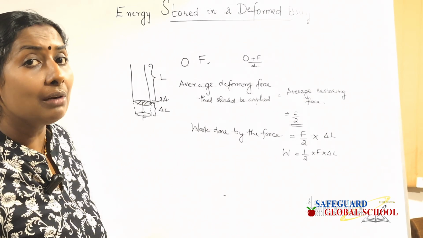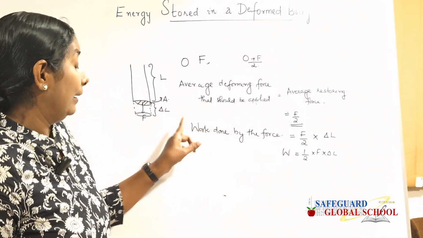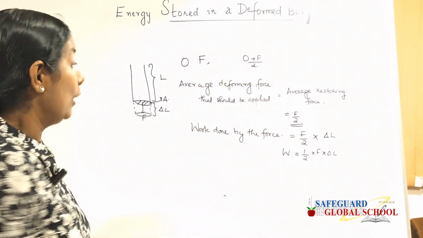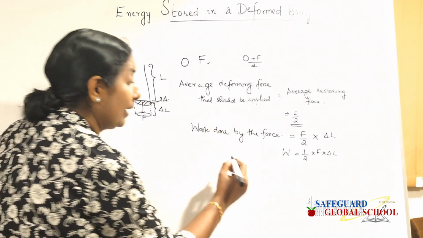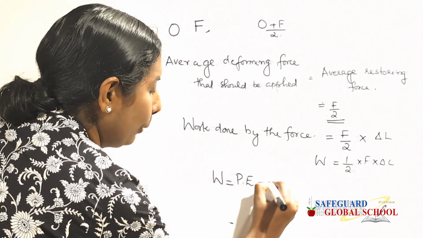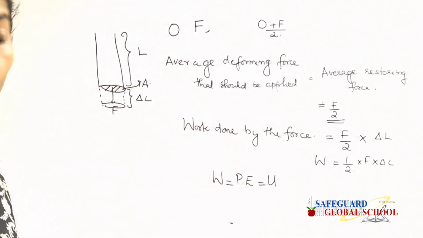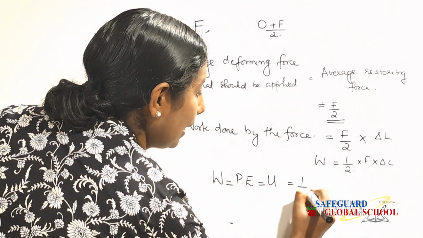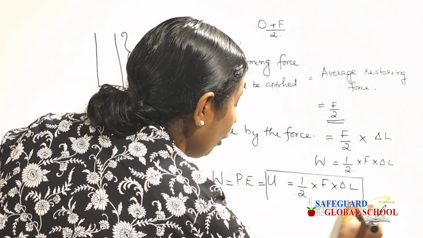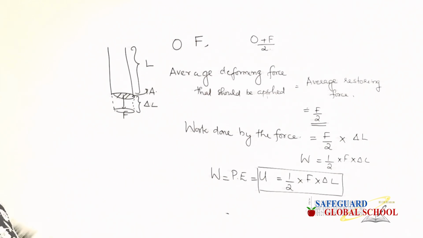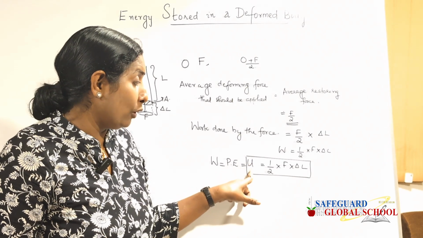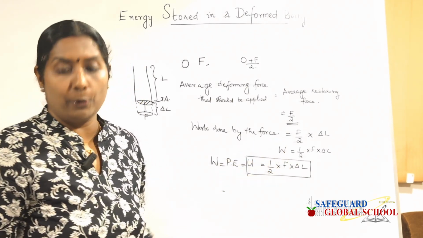What happens to this work, children? This work that is done by an external force is stored as the potential energy inside the wire. So, this work done is equal to the potential energy, and this potential energy is designated as U. So, what is the potential energy? It is half into F into delta L. This is the first expression of energy stored in a wire. So, you have to understand the factors on which this potential energy depends. It depends upon the force applied and the extension produced.